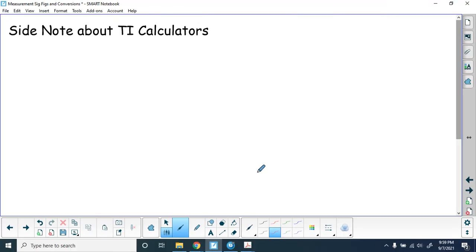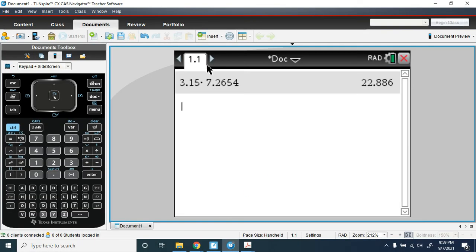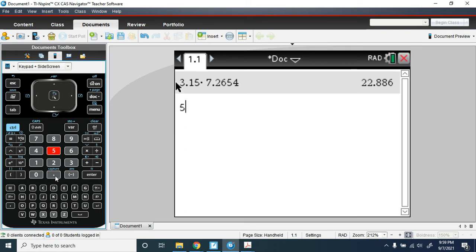A little side note about your TI Nspire calculators. When you're writing scientific notation in a calculator, you want to make sure that you type it in like this. Let's just say I want to do 5.6 times 10 raised to the 5th power. I'm going to write that out. Instead of writing it like this, I'll show you the way I recommend not doing it first. I can write times 10 and then use the little caret key here to raise it to the power of 5.